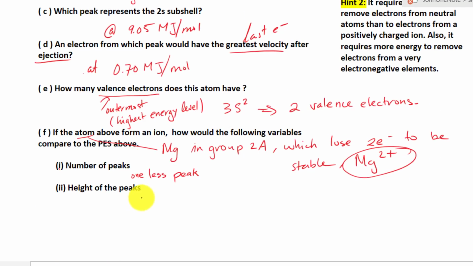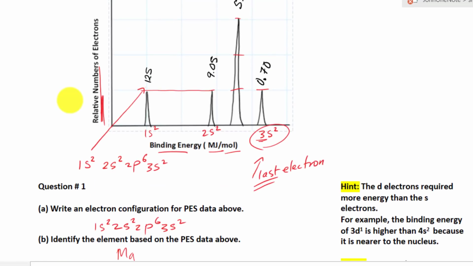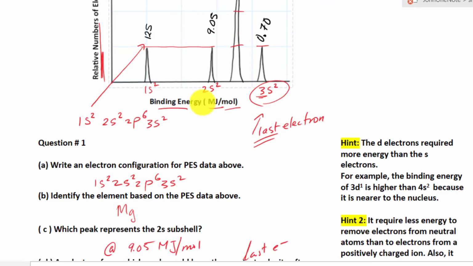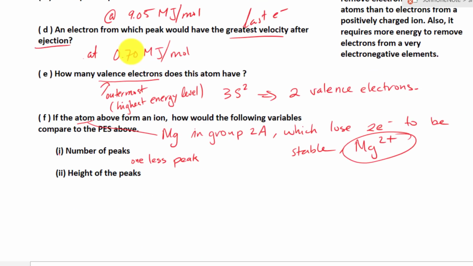What about the height of the peaks? Well, remember, this is a relative number of electrons. So the height for the s sublevel will be the same, and the height for the p will be the same. So in this case, the height would be the same.